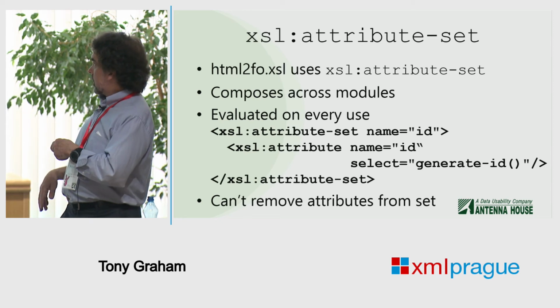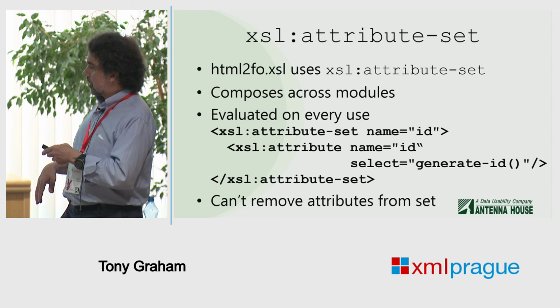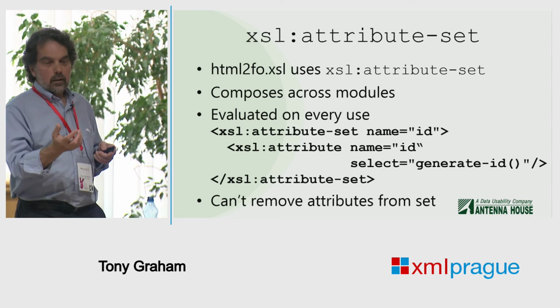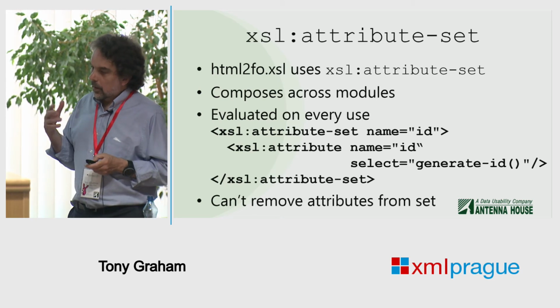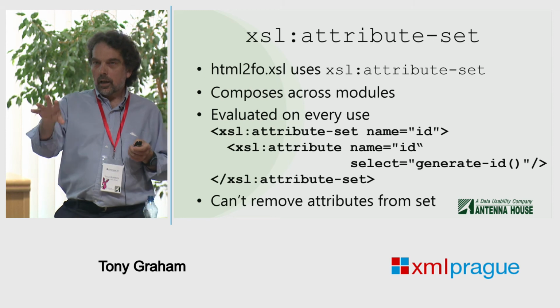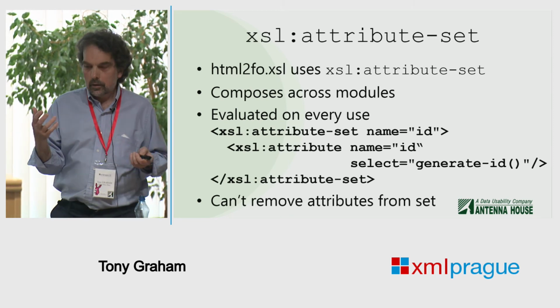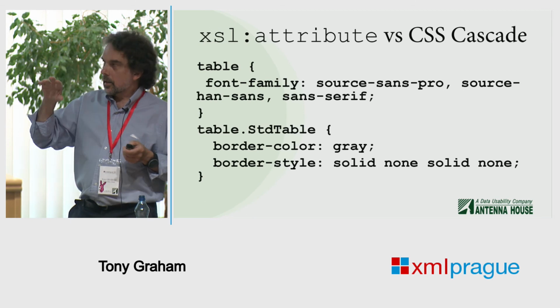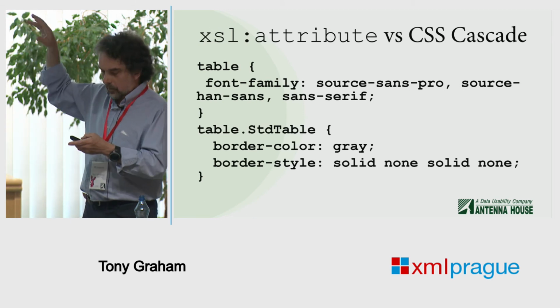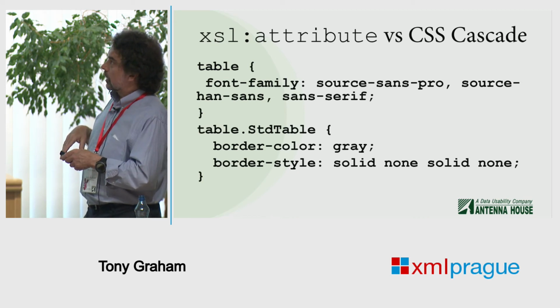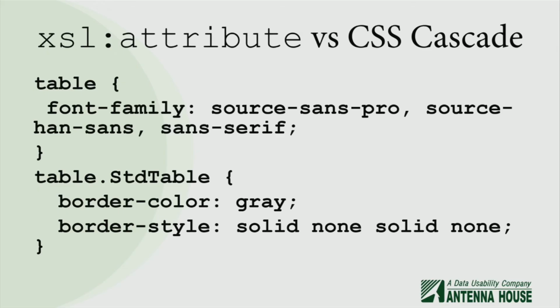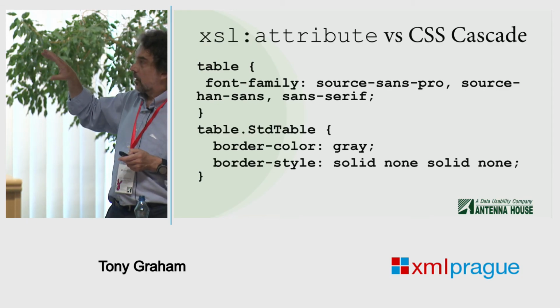attributes are evaluated every time you use them. So the party trick is to generate an ID that is different every time you reference the attribute set. Of course, the problem with attribute sets is that while you can add attributes to an attribute set, you can't take any away. Contrast that with CSS, where you might have a style for an element like table, and you might have a different class of table that has additional properties defined for it, and those properties are applicable there.